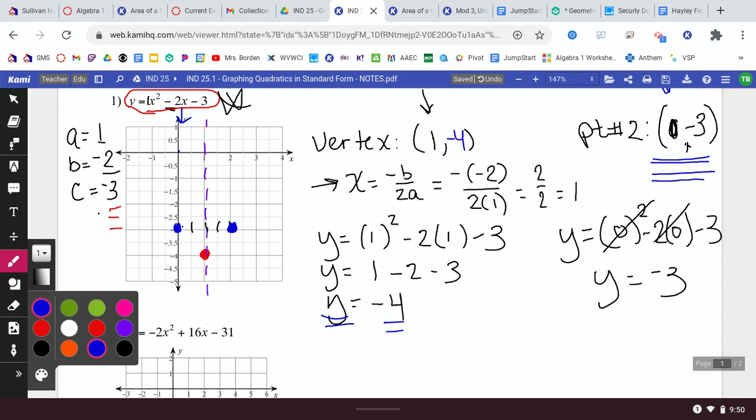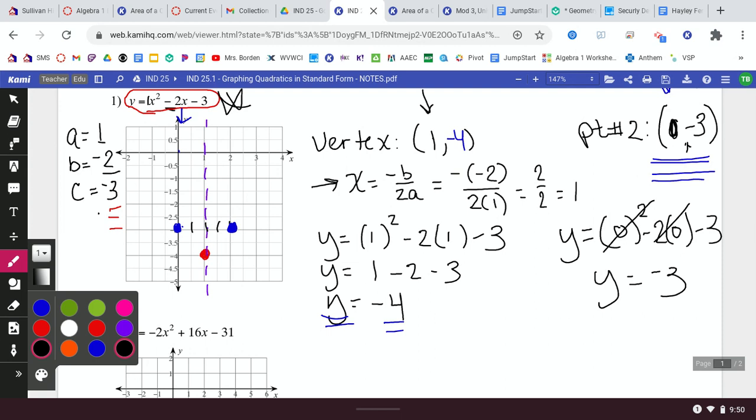You have to have 3 points. The vertex, got to do a little bit of work to find. Point number 2, got to do a little bit of work to find. Point number 3, super simple. Reflect it across the axis, the exact number of spots, left to right, and boom, you've got your third point. And now with 3 points, you can graph a quadratic.